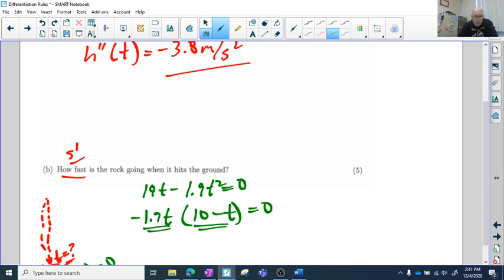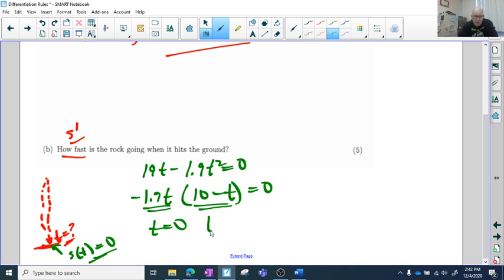So this multiplied by this with an answer of 0 could only happen if t is 0, which makes sense. That's the beginning. So the rock must have come from the ground. And the other time then would be the 10-second mark. Well, that's the second time. So it started at 0, went to its highest point, came back down, hit the ground at the 10-second mark. So what I want is s prime at 10.